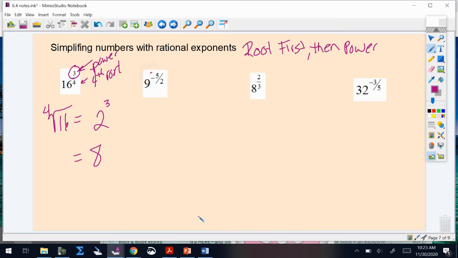If it's a negative exponent, that negative is telling me it needs to move. So this is actually the same as 1/9 to the 5/2 because that negative exponent moves it to the bottom. Then I can do the root first. So the 2nd root is the square root. The square root of 9 is 3. So I get 1/3 to the 5th. And you may not know what 3 to the 5th is. It's 243. But it gives you a way to do it without having to have a calculator.